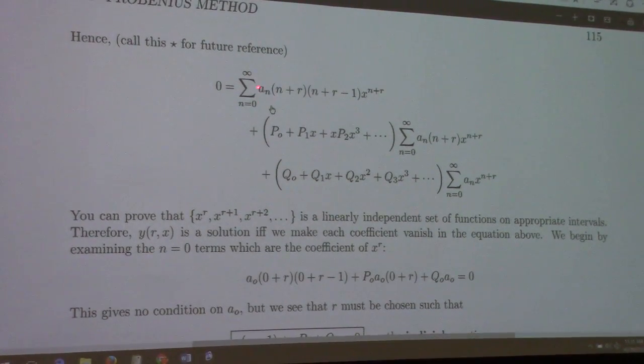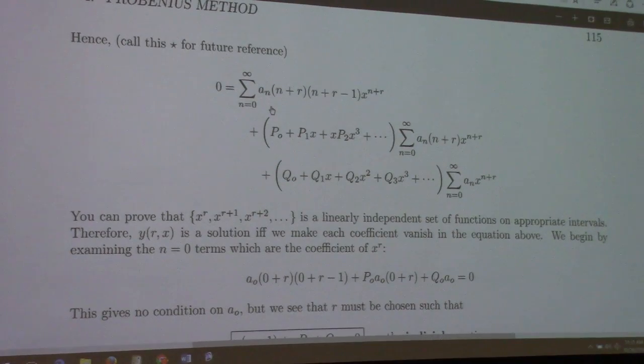So the n equals 0 terms, how do you get n equals 0 here? In other words, how do you get x to the r from all this? Well, if we look at this, when we put n equals 0, we get x to the r here, right? We get a sub 0 times r minus 1. That's where this comes from. So these terms right here are from plugging n equals 0 into that. If I plug n equals 0 into the next thing, I get r times a sub 0, and then p sub 0, so I get this term, right?